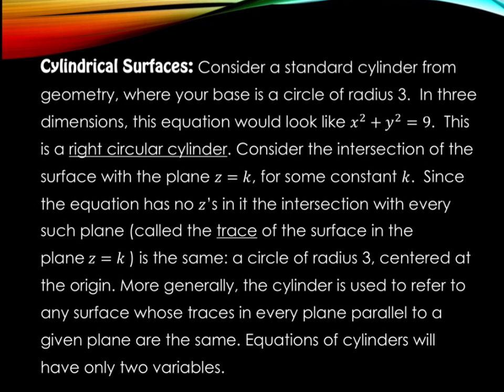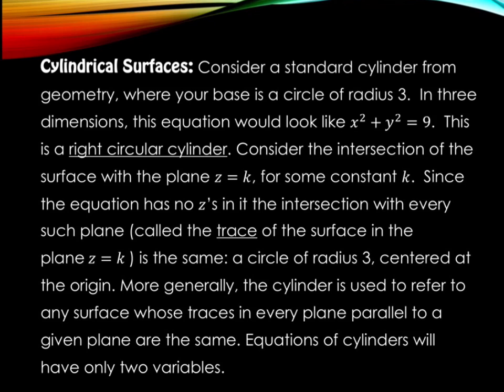So consider a standard cylinder in geometry, where your base is a circle of radius 3. In 3 dimensions, this equation would look like x squared plus y squared equals 9. In 2 dimensions, it looks like x squared plus y squared equals 9, and that'd be a circle. If you 3-dimensionalize it, it means z can be anything you want, and you're going to get the cylinder. So your picture should be like a paper towel roll or a standard barrel trash can. This is a right circular cylinder.